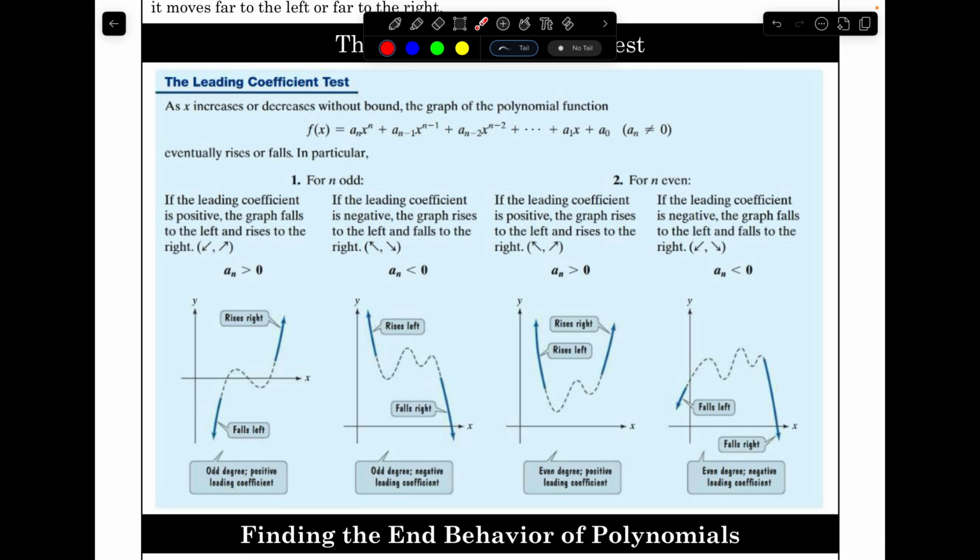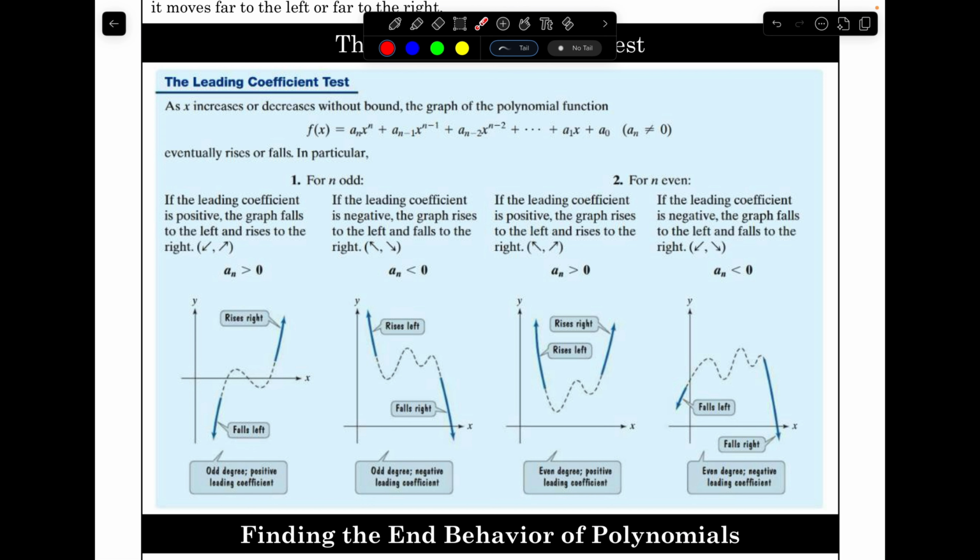Now, the way we figure this out is by using the leading coefficient, the term at the very front, and by looking at what the exponent is there. I normally start with what's happening on the right side. If this number is an odd number, then the two ends are going to be pointing in opposite directions. One is going to be pointing upwards, rising, and the other one is going to be pointing downwards, falling.